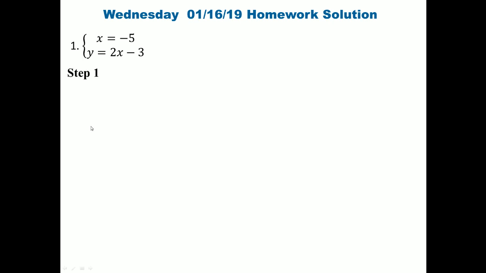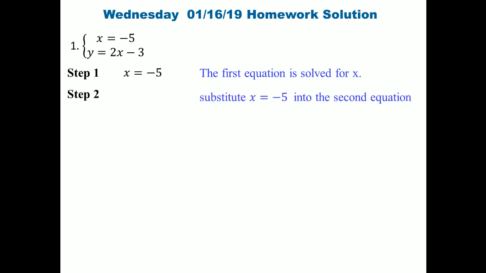Alright, so step 1, same thing. The first equation is already solved for x, which was x equals negative 5. So step 2, you can substitute x equals negative 5 into the second equation. This is the second equation, y equals 2x minus 3. How do I know this is the first equation? Because it comes first. How do I know this is the second equation? It comes second. Okay? Substitute. The x goes away, or it gets replaced by negative 5.